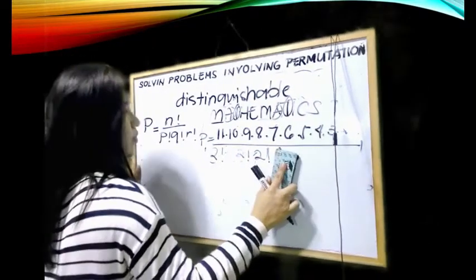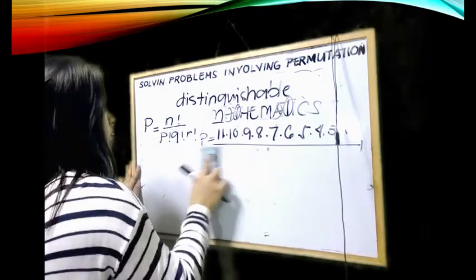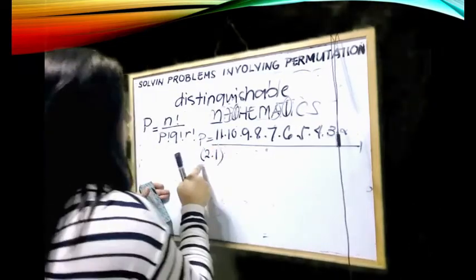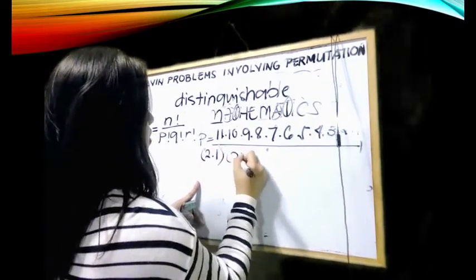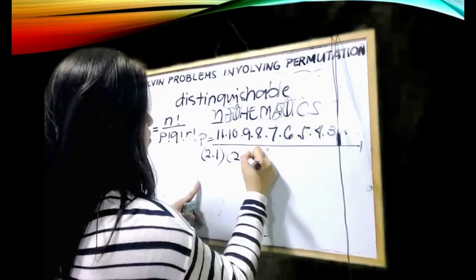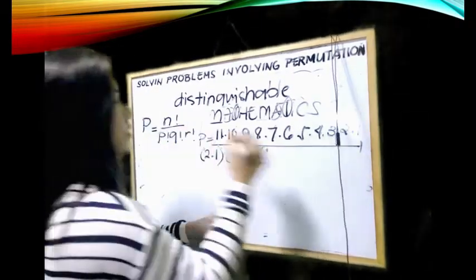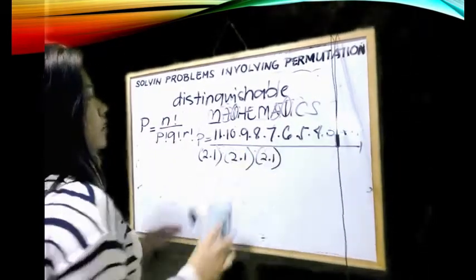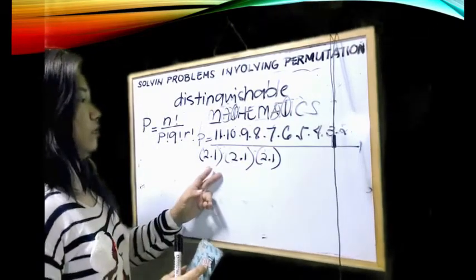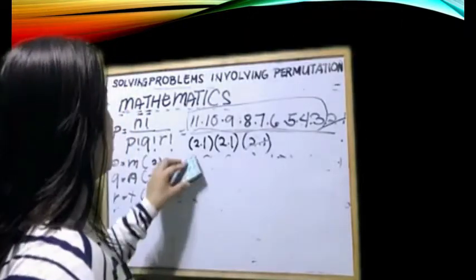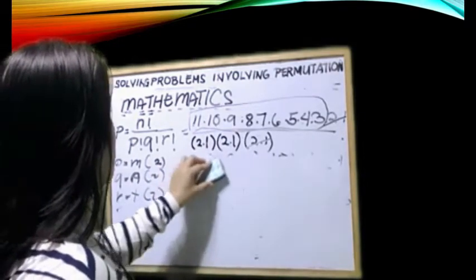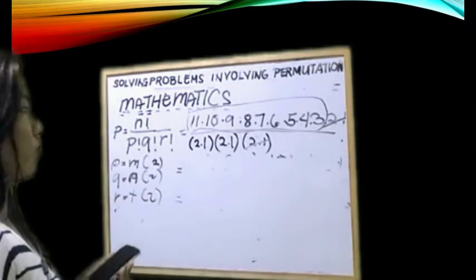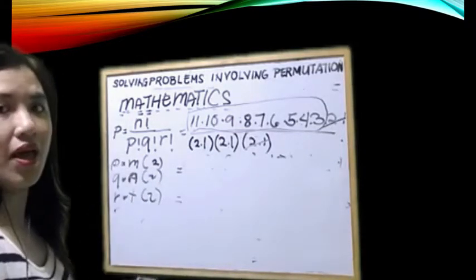Expanding 2 factorial by 2 factorial by 2 factorial, you know that 2 factorial is 2 times 1. So I'll put a parenthesis here: 2 times 1 for the first 2 factorial, times another 2 factorial, which is 2 times 1 as well, and the third one, which is your R, 2 factorial, 2 times 1. There you have it. Now let's continue on the third formula wherein you are being asked how many distinguishable permutations can be made from the word mathematics.